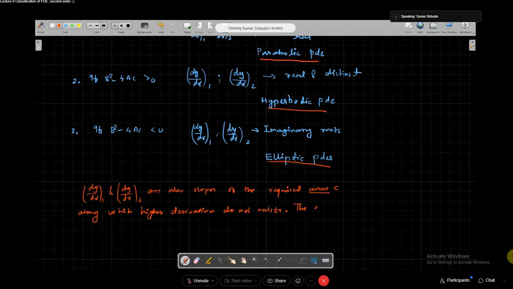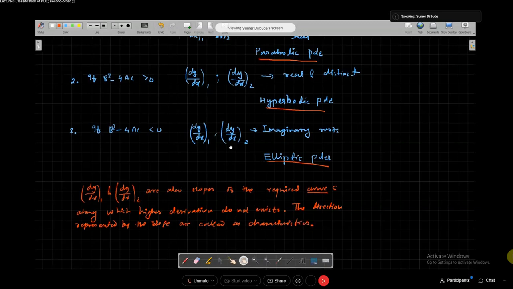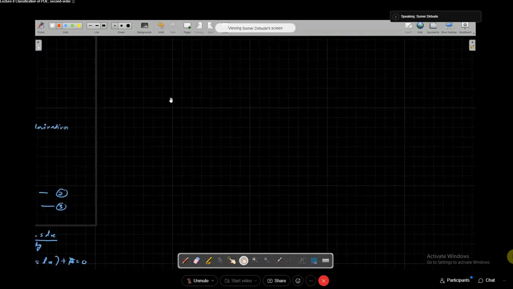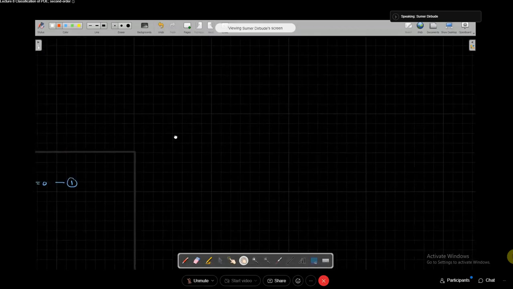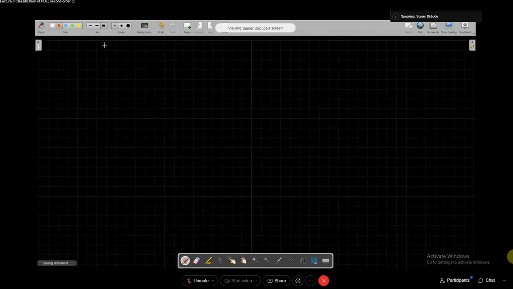And the direction represented by the slope is called the characteristic. So based on this characteristic, we can also see what type of equation they are. So let me just talk about the parabolic PDE.